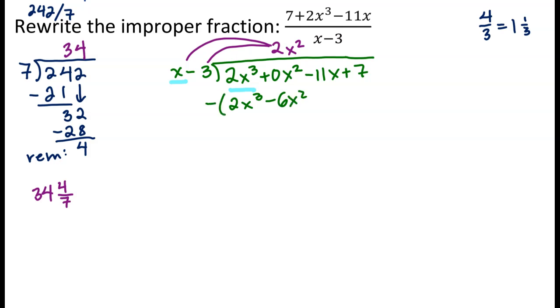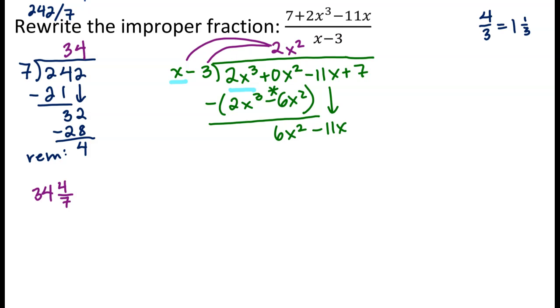And then I need to figure out what is left over. And those parentheses are really important because you are subtracting. So 2x cubed minus 2x cubed is 0. That should always happen. But you need to be careful with the second step here. We're going to have 0x squared plus 6x squared. So there's two negatives there that will cancel. And then you bring down the next term.